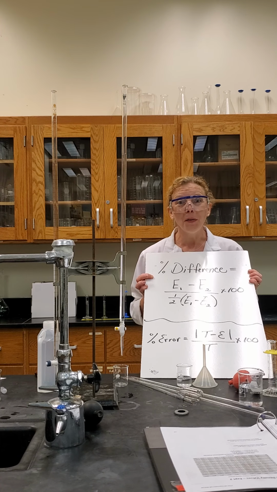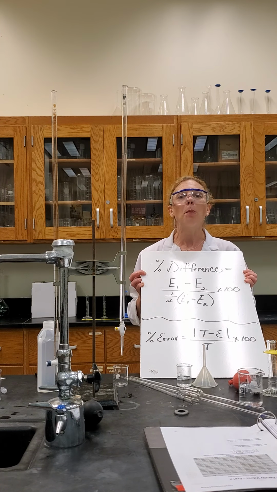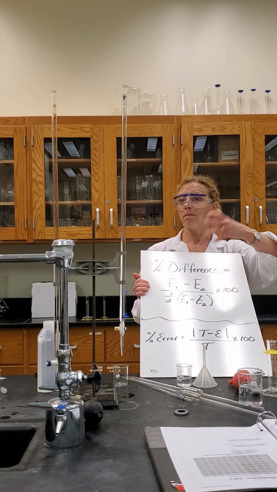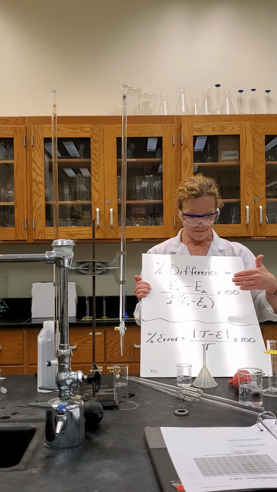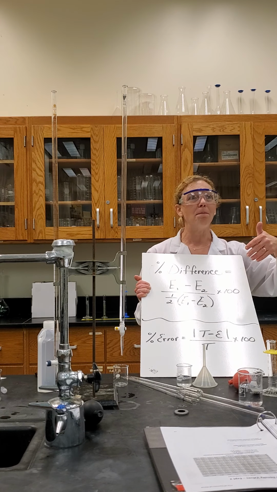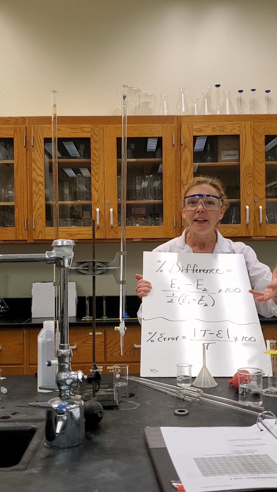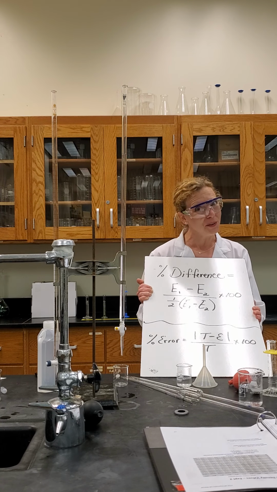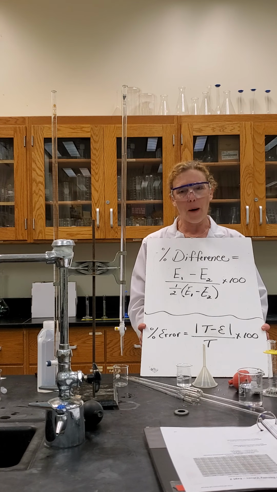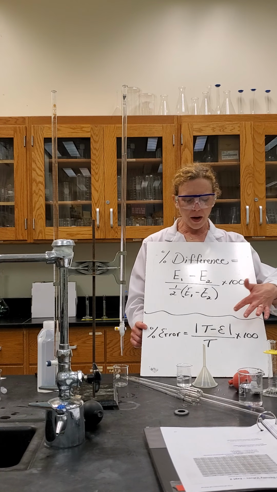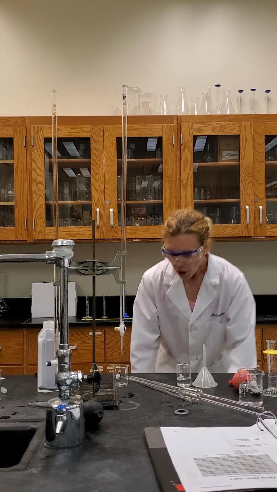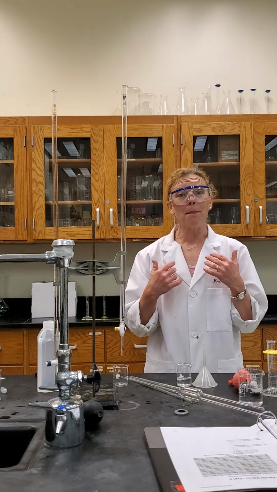Now, we want those to be the same. We want our percent difference to be zero. We'll see, per your measurements, how close we are to zero. But that also reveals the reliability of that piece of equipment, or possibly your use of that piece of equipment. Now, percent difference is different from percent error, where we are comparing theoretical and experimental. We know that.